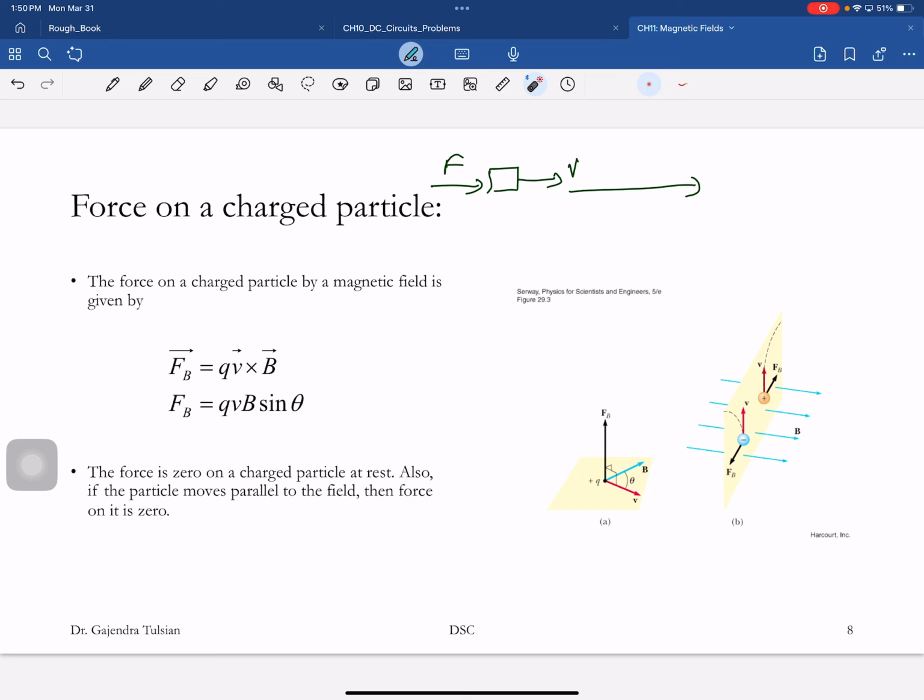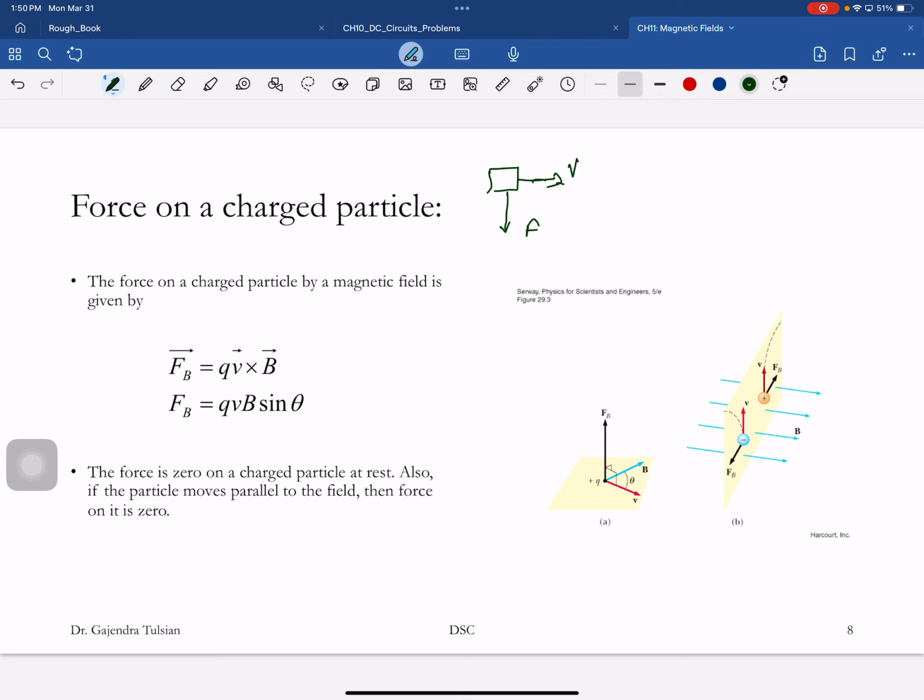Here, the magnetic force is applying a push perpendicular to the direction of motion. So if a car is moving in this direction and you apply a force like that, all you can do is deflect it. Its speed does not change. So you cannot accelerate a particle using a magnetic field. You can't pump energy into it. You can only deflect it.